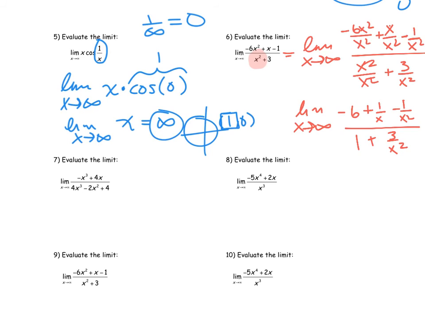Now guys, you should be noticing right off the bat, this goes to 0, this goes to 0, and this goes to 0. So I'm left with the limit as x approaches infinity for this function, let's say this is the function f of x, is going to be what's left over, which is negative 6 over 1, and that is just negative 6.